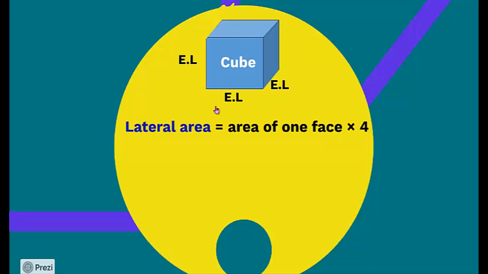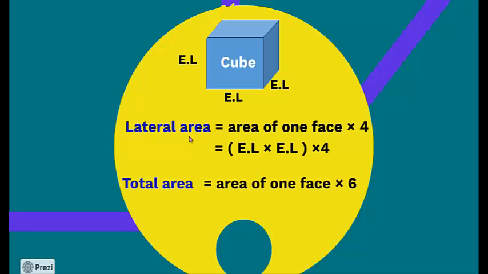Now I know that the area of the square is equal to side times side, or edge length times edge length. As a result, I will have the lateral area equal to edge length times edge length, which is the area of one face. Then I will multiply by 4 to get the lateral area. And what about the total area? Total area is equal to area of one face times 6. Now we said that total area means the area of the whole six faces, right?